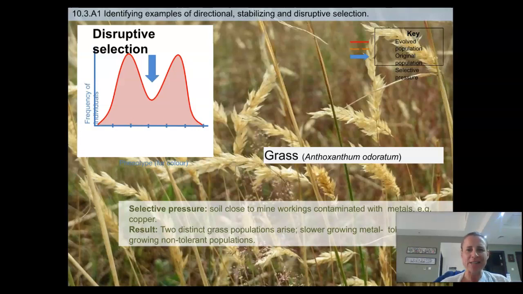Disruptive selection, probably less common, this one. So, for example, the selective pressure in this situation might be that the soil close to a mine working, so a mine where you dig for metal or coal or whatever else, might be contaminated with metals, for example copper. The result would be two distinct grass populations, so a slower growing metal tolerant population over here, and then a faster growing population that are not as tolerant to the metal. But the medium growing ones wouldn't grow anymore.